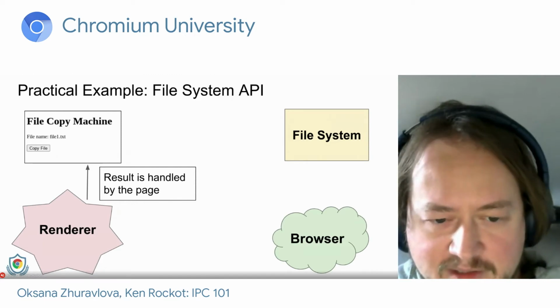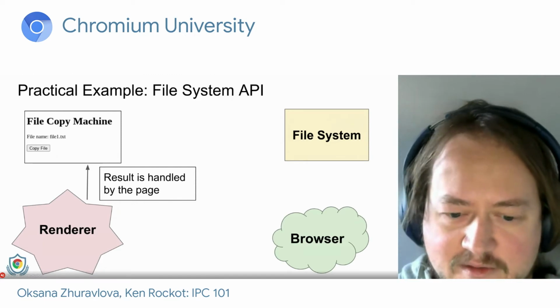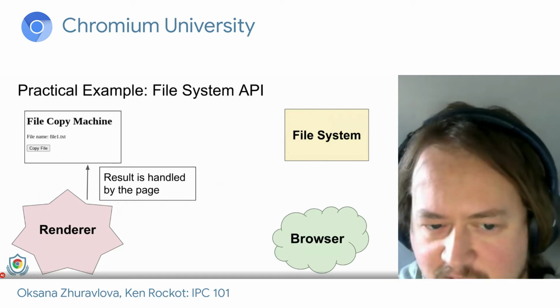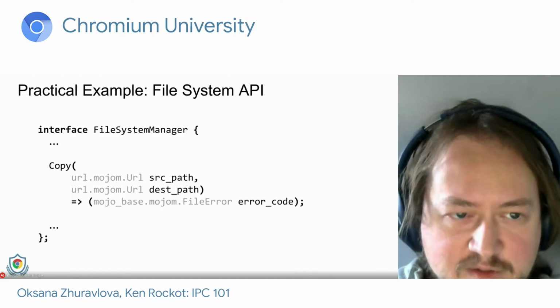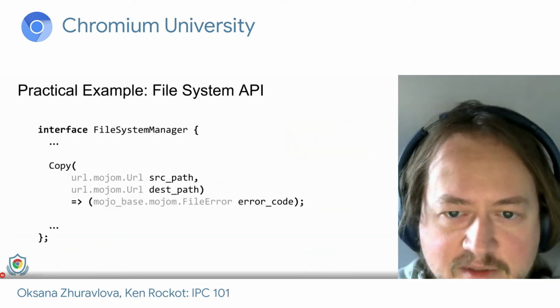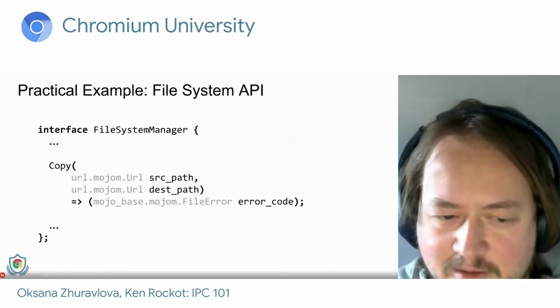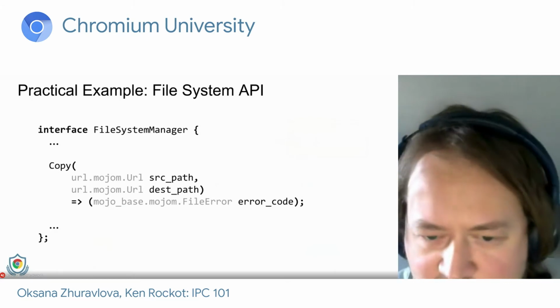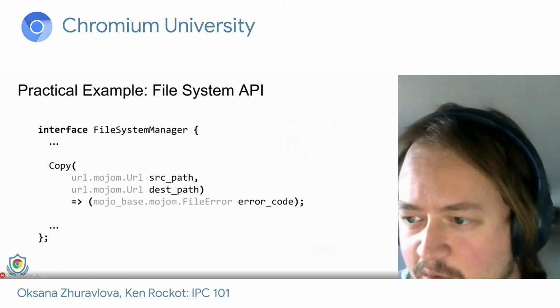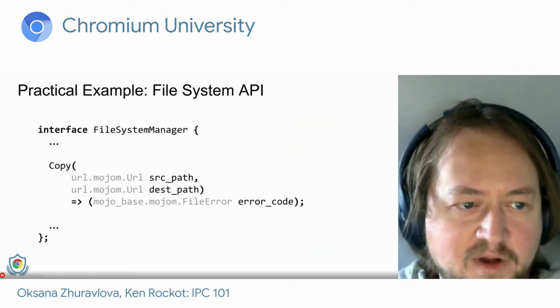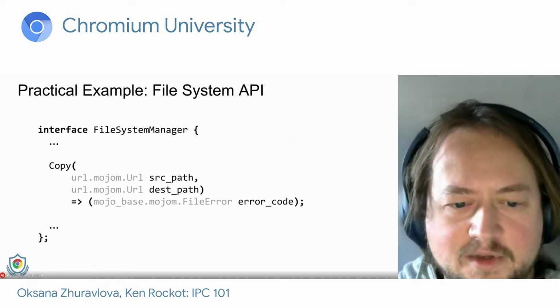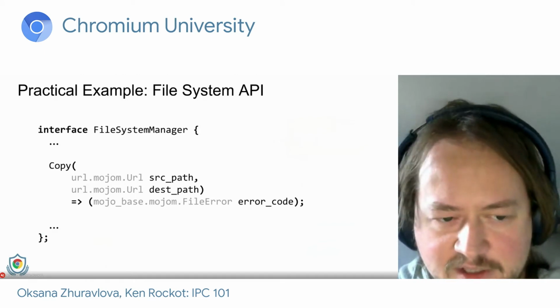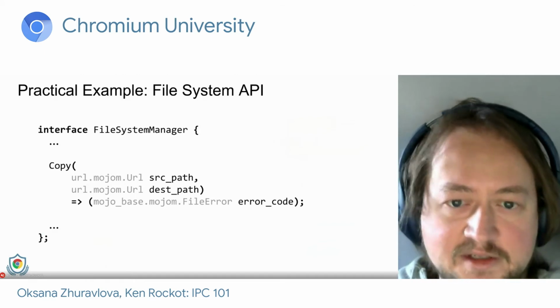And so to implement this, we need some interface for the renderer to ask the browser to copy a file. And this is a real interface. It's defined inside some Blink Mojom somewhere. It has a bunch of other methods, but one of the methods is Copy. It takes two URLs, returns an error code indicating whether it was successful or, if not, why. Again, don't need to worry too much about the details of this definition, but it exists. This is a real interface.